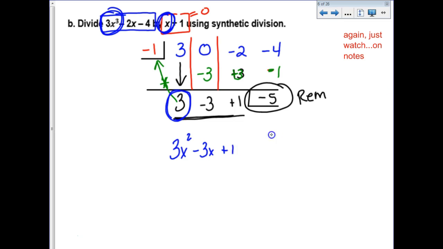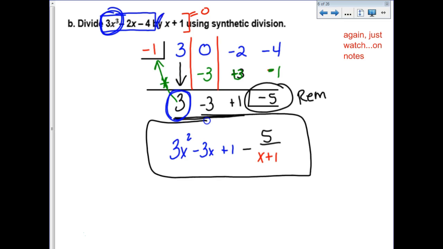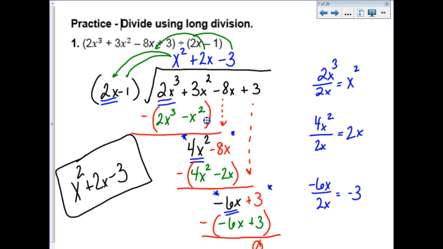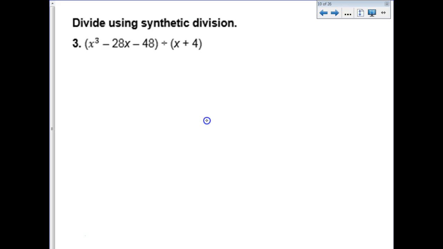And then instead of saying plus -5, let's just say subtract, and then 5 over. It's a remainder because it's still stuck in the division. Way back at the beginning of the problem, who was your divisor? X plus 1. So the drawback to synthetic division is once you go through the synthetic division steps, your answer isn't quite done. You've got to go back and think about what all these numbers represent. So let's find some synthetic division practice for you.